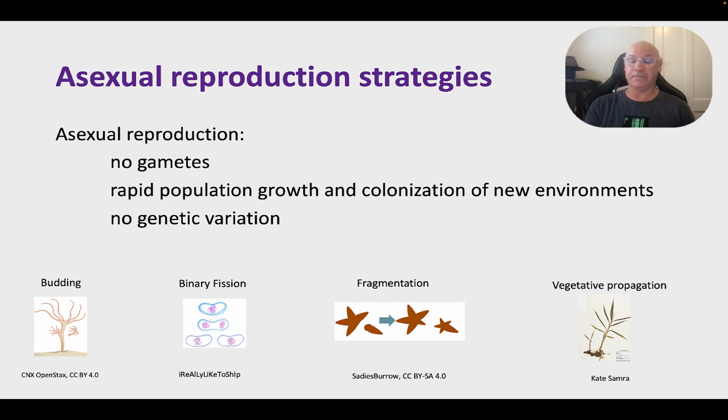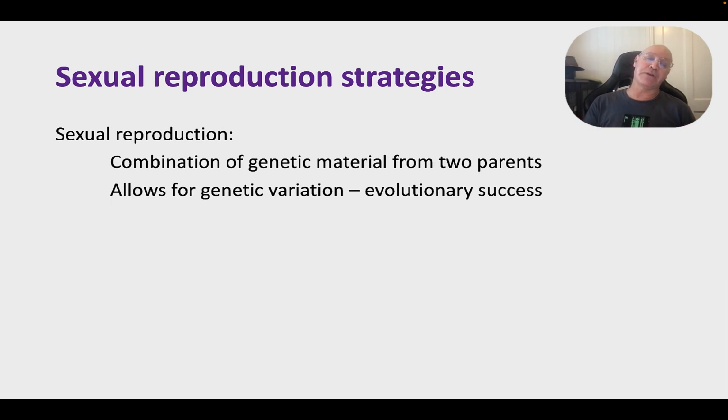population really quickly. Now, with sexual reproduction, it actually requires two parents. It requires genetic material from two parents. It normally requires specialized gametes or sex cells. And the benefit of it is that every time we have a union of genetic material from both parents, it's a shuffling of the genetic cards so that we have variation, and that variation is really important for evolutionary success.